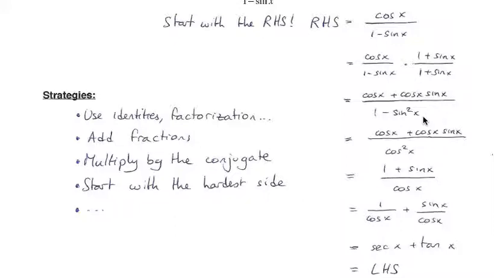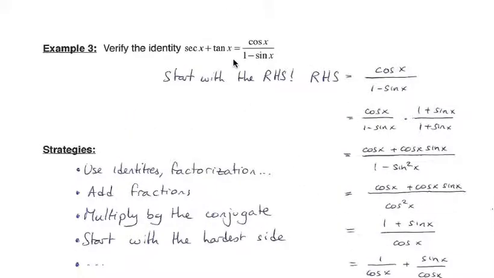1 minus sine squared x here is cosine squared x, and now I realize I can simplify it by cosine, so I have this cosine simplifying. It's 1. Cosine x sine x is just sine x over cosine x. Now I'm breaking the fraction into two parts. It's 1 over cosine x plus sine x over cosine x. Here we are. 1 over cosine x is secant x. Sine over cosine is tan. So I reached the left-hand side. I'll just move back up so I can write equal LHS.